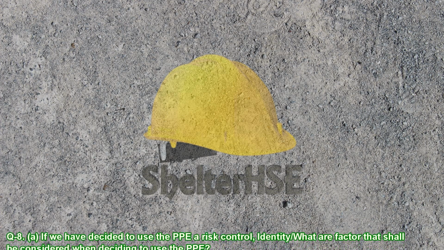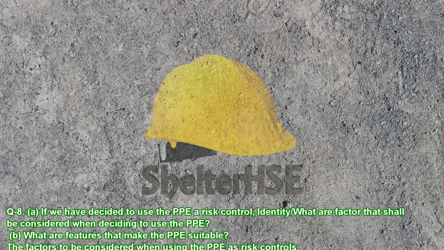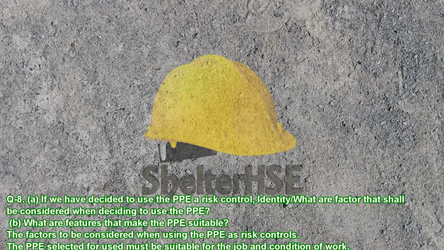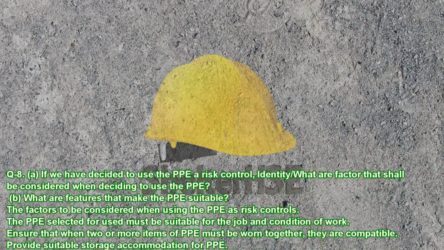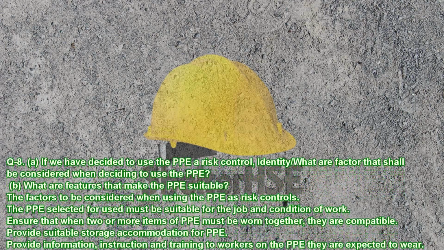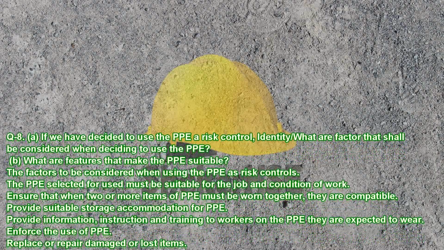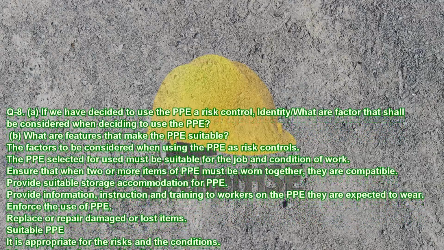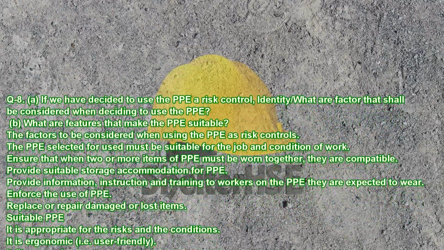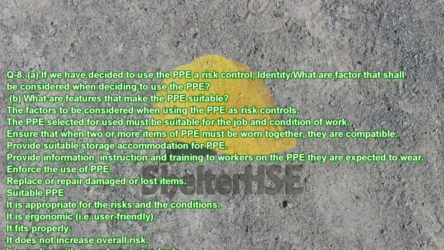Question 8. A. If we have decided to use PPE as a risk control, identify what are the factors that shall be considered when deciding to use the PPE? B. What are the features that make the PPE suitable? Answer. The factors to be considered when using the PPE as risk control. The PPE selected for use must be suitable for the job and conditions of work.